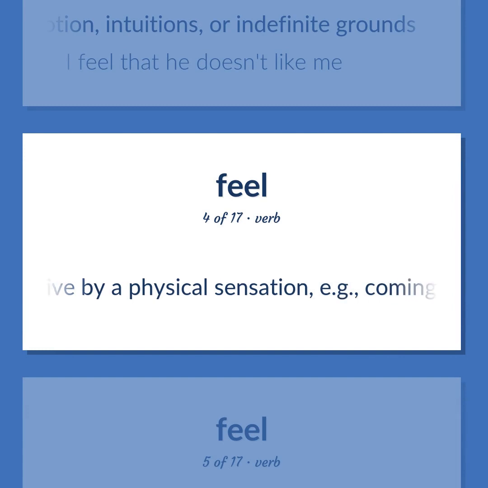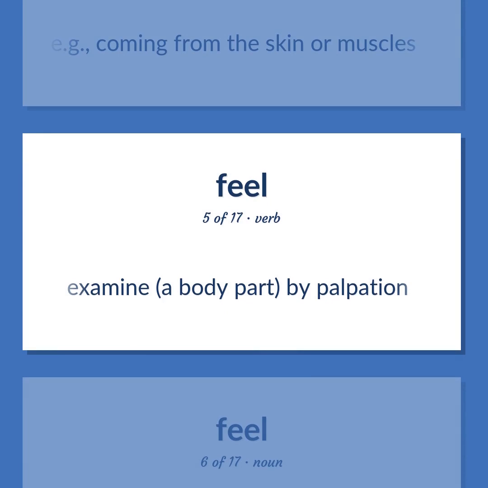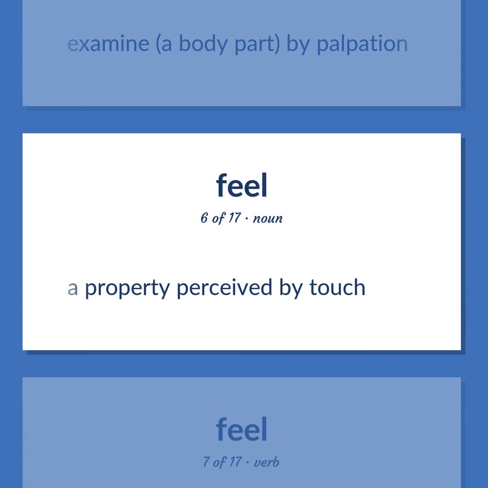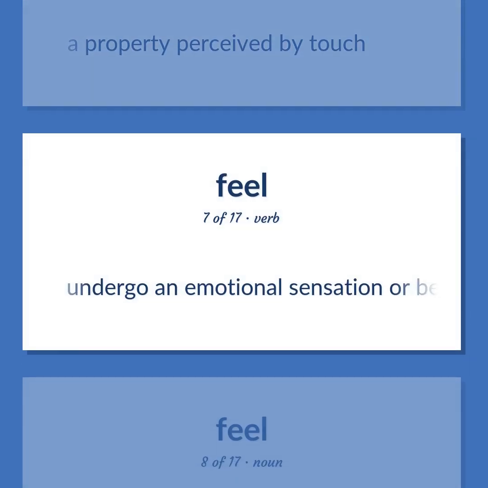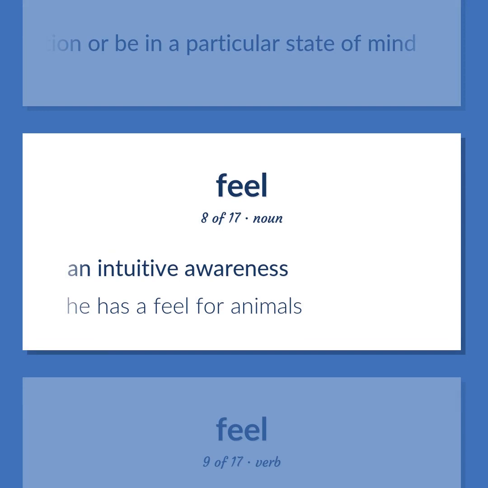Perceive by a physical sensation, e.g., coming from the skin or muscles. Examine a body part by palpation. A property perceived by touch. Undergo an emotional sensation or be in a particular state of mind. An intuitive awareness. He has a feel for animals.